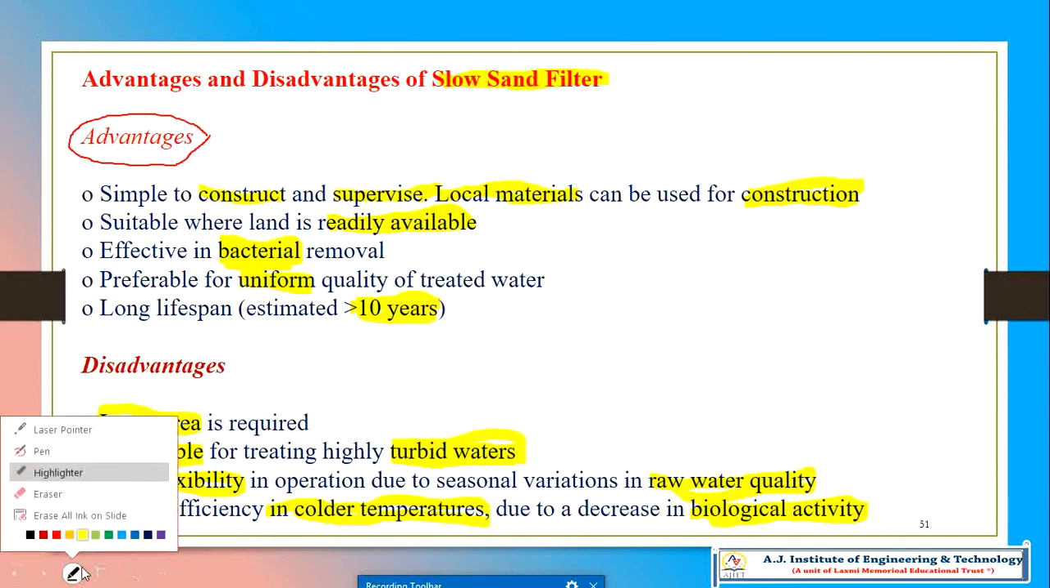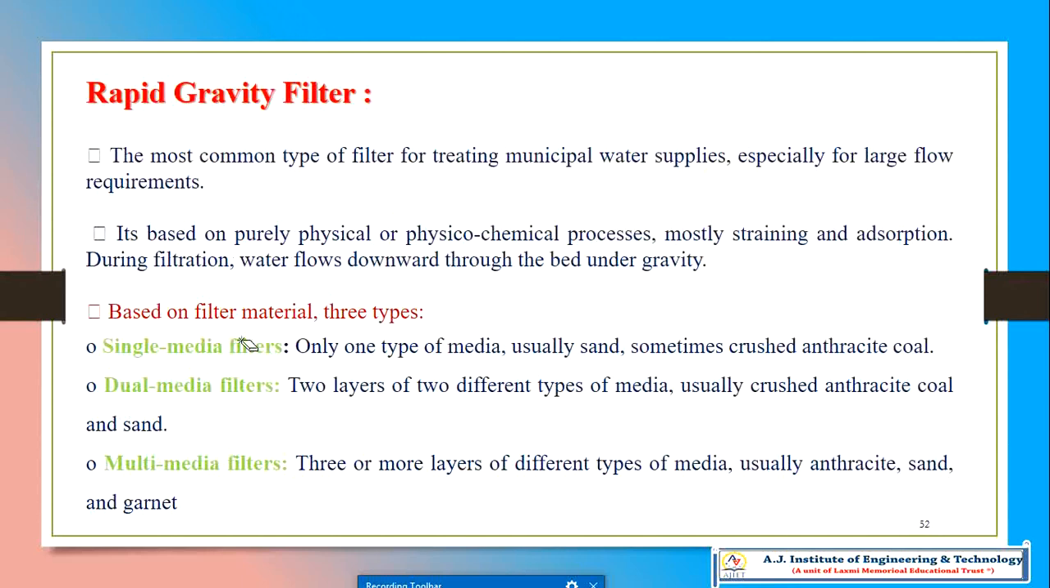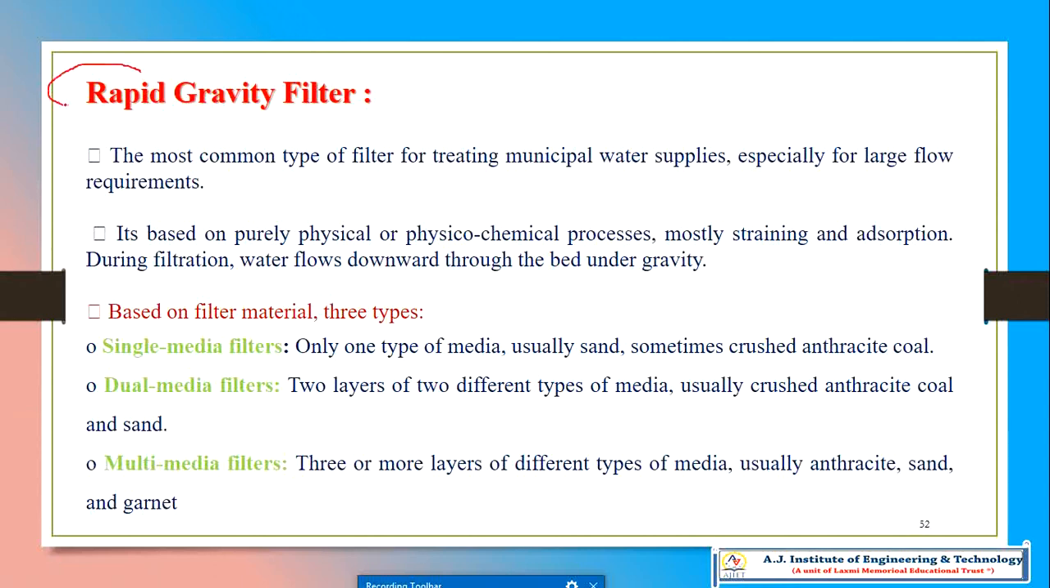So we'll move on to another slide, that is slide number 52. In slide number 52 we are going to another classification, that is rapid sand filter.